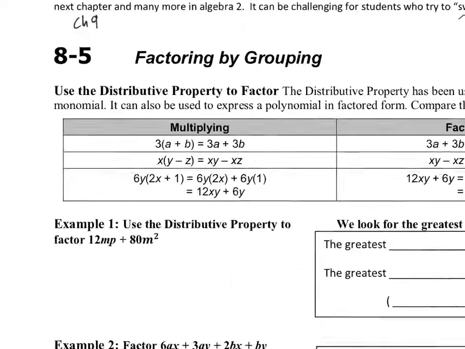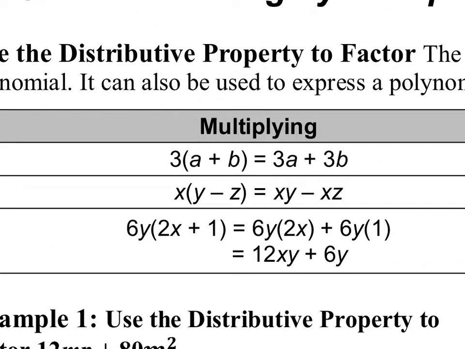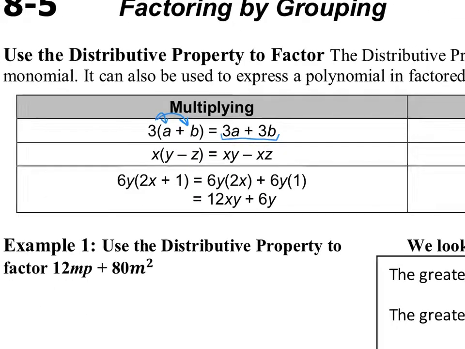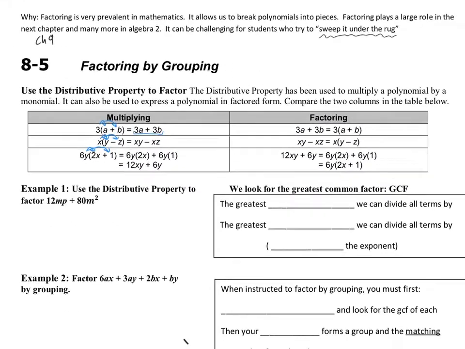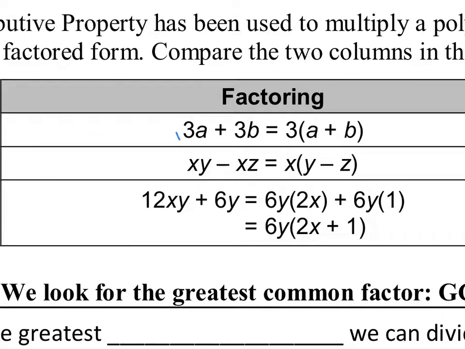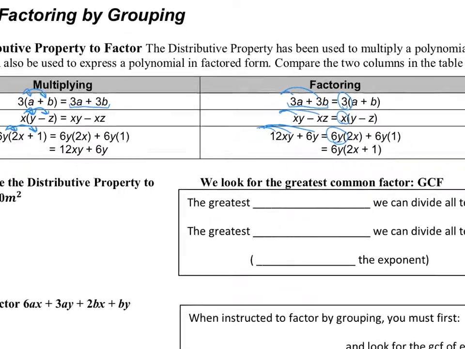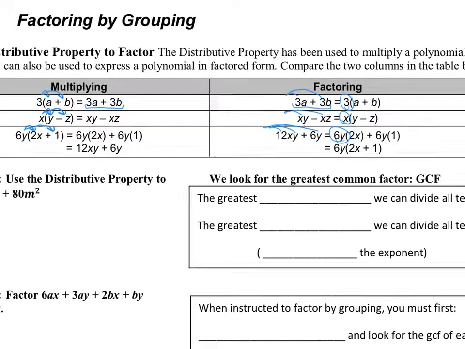So what it is: we just finished a section and chapter on multiplying, where we distribute the 3 to both of these guys to get 3a plus 3b. Distribute the x in, distribute the 6y in. What we're going to look at now is, what if I gave you the answer? Could you unpull out, could you reverse distribute that 3? Could you reverse distribute that x? Could you, on this one, undistribute both a 6 and a y? That's what factoring is going to be. It's the opposite of what we just finished doing.